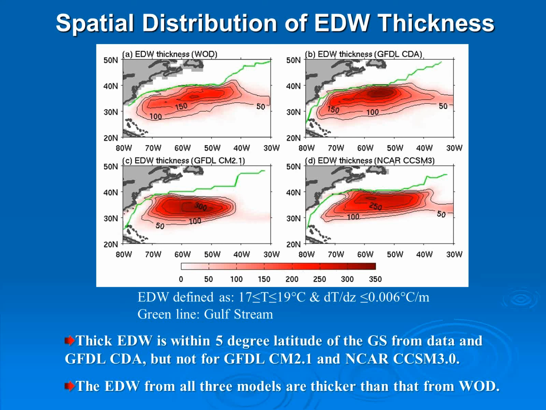and you can see that in the data assimilation model. But in the IPCC models, particularly CM 2.1, it is further to the south, whereas for the observations, the thick EDW is within 7 degrees of the Gulf Stream. Also, you see that the thickest EDW is located to the east of 60 west. So all models capture this feature. And you also notice that all three models give you thicker EDW compared to what we estimated from observations.